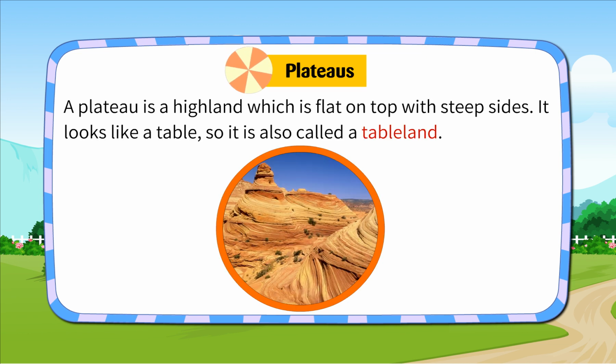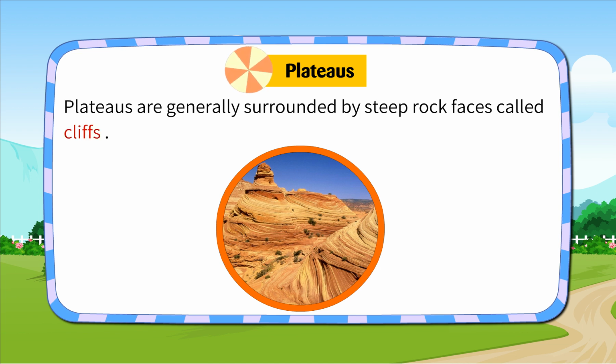Plateaus. A plateau is a high land which is flat on top with steep sides. It looks like a table, so it is also called a tableland. Plateaus are generally surrounded by steep rock faces called cliffs.